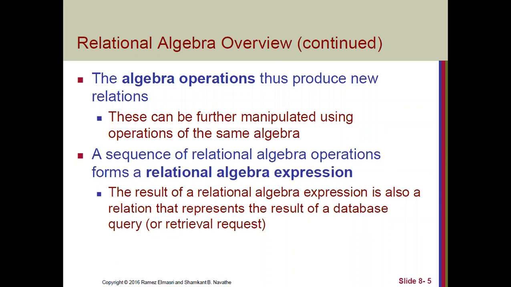The result of a relational algebraic expression is also a relation. So however complex the expression is, the resultant is always a relation that represents the results from the database, which we normally call a query, or in other words, a retrieval request.